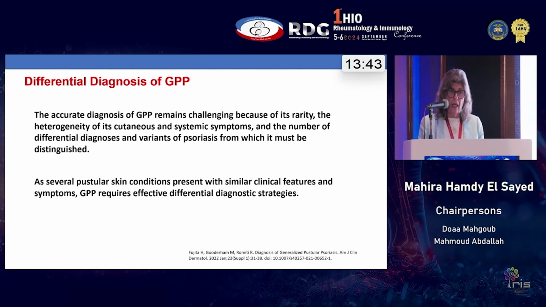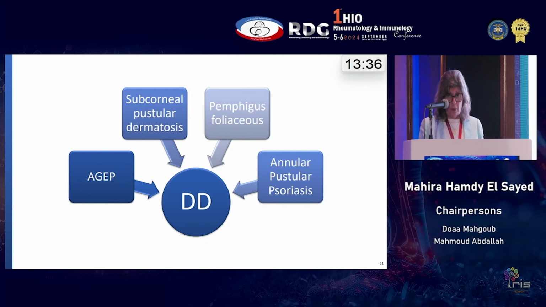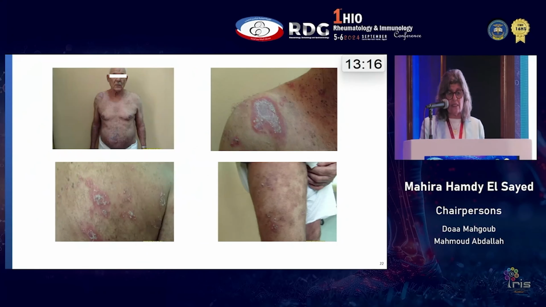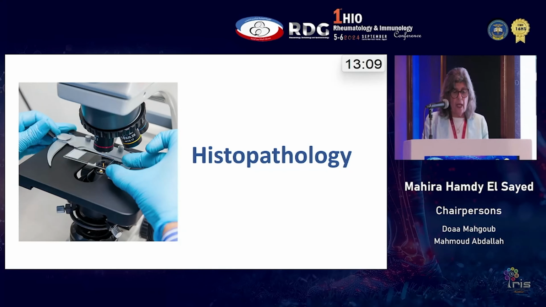There are certain diseases that we have to differentiate from GPP. The most important is AGEP, which is acute generalized exanthematous pustulosis, which is mostly drug-induced. The onset helps us to diagnose, and if we are in doubt, sometimes a biopsy will help. We have a lot of eosinophils in AGEP. Also subcorneal pustular dermatosis, pemphigus foliaceus, or annular pustular psoriasis, like you see in this patient, which you can see that these are some pustules that developed around the psoriasis lesions.